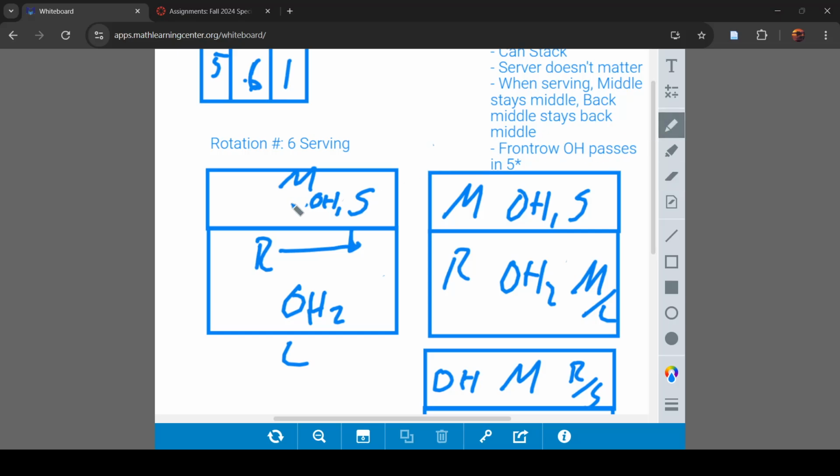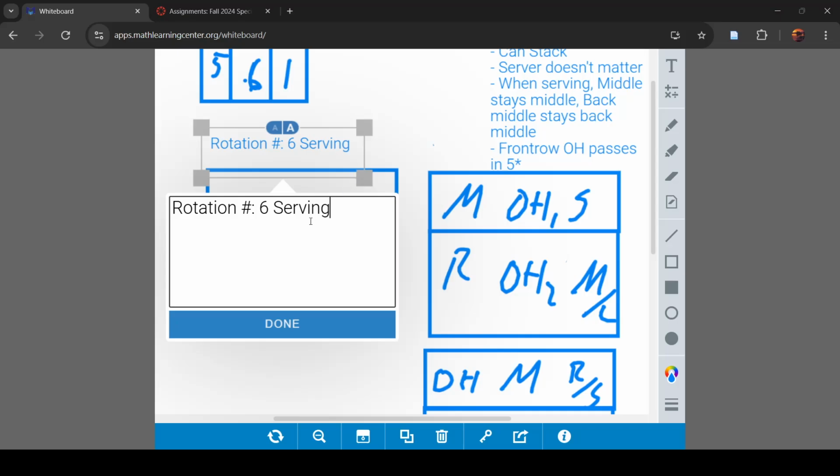Good, because this should look familiar. If you remember rotation 3, the setter was back there and the right side was up there. Otherwise, it's identical. The rules don't change, so there tends to be a lot of symmetry in what we do. So that's serving. Now on to serve receive.